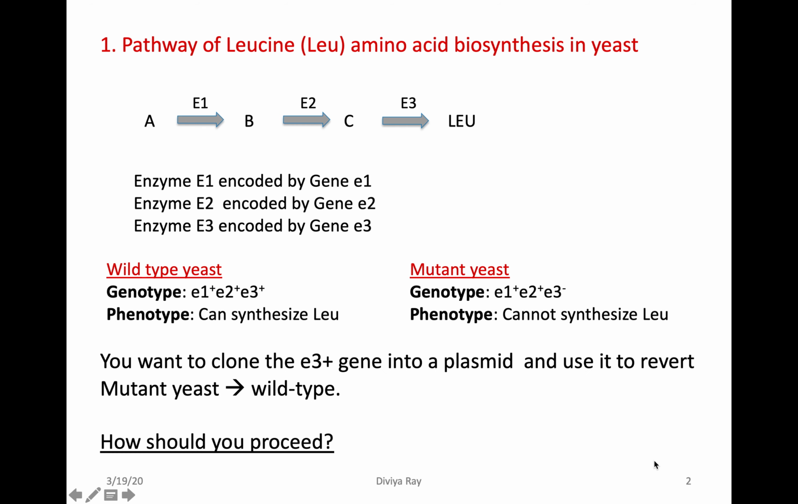Your objective is to clone the wild type version of gene E3 into a plasmid, a vector, and to use this recombinant plasmid to revert the mutant yeast to the wild type yeast. So the question is, how should you proceed?